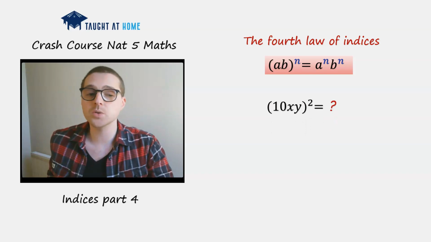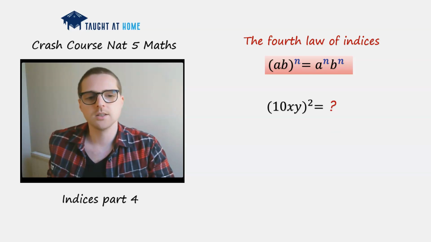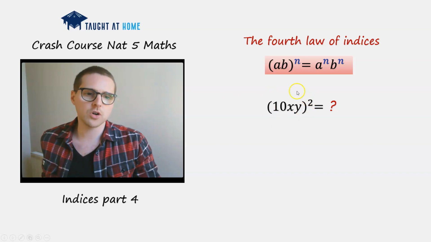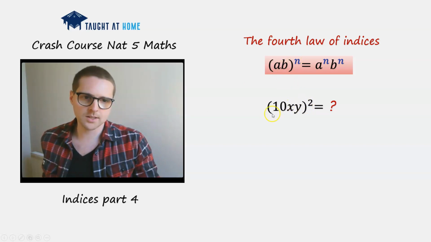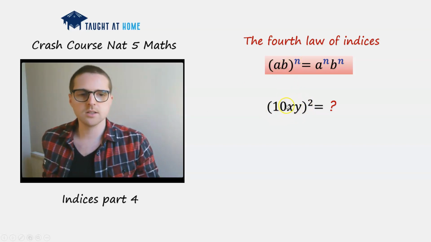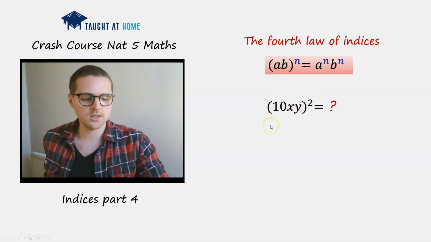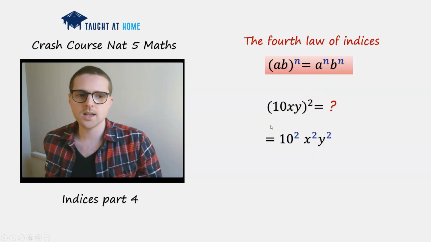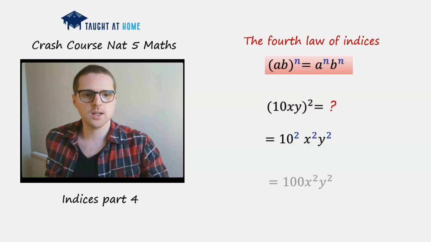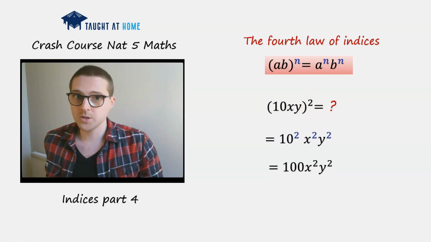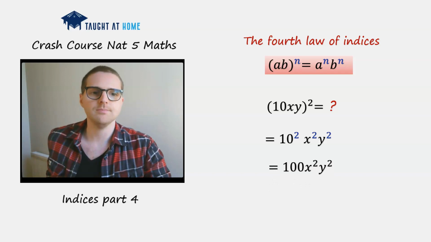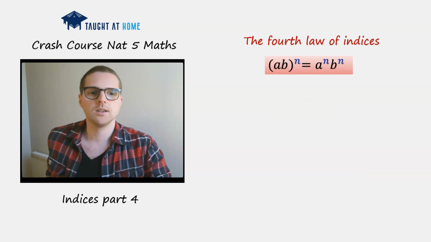We've got (10xy) squared. So just like here, we've got 3 terms multiplied in the brackets, but we still apply this law. We're going to apply this square term to each of these. So we're going to have 10 squared x squared y squared. So this is 100x squared y squared. Okay, let's see this one.